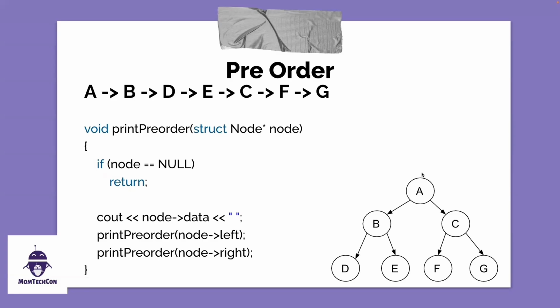Then we have pre-order traversal. In this case, we are looking at the current node first, and then recursively exploring the left and right sides. And in this example, we would have A, B, D, E, and then we'll go back here to C, F, and G.